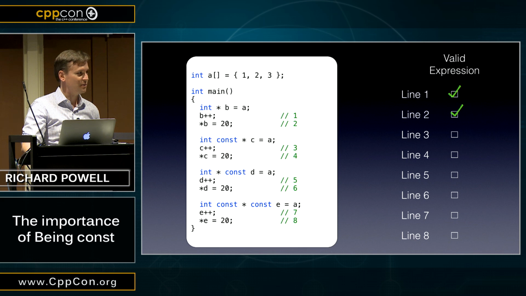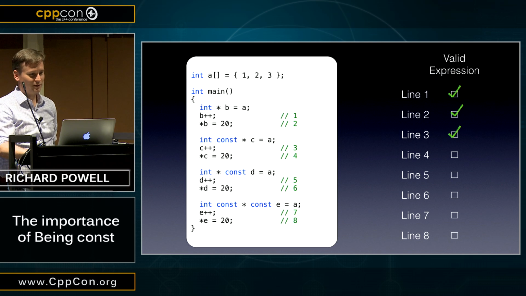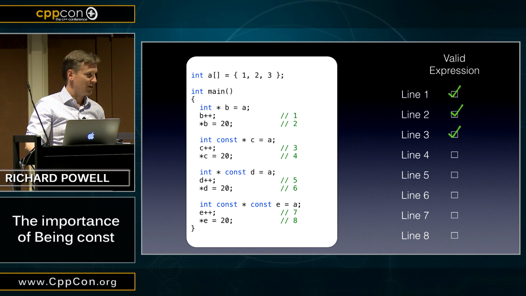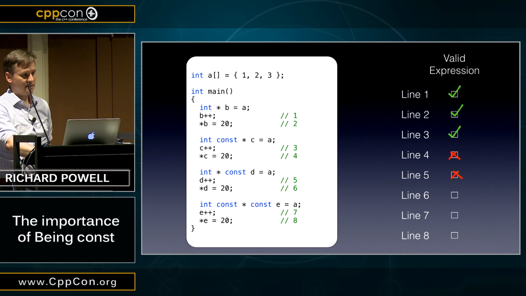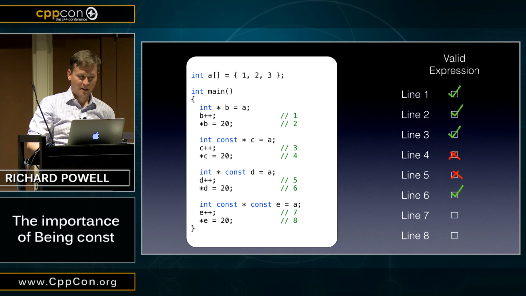Some down, some up, some up. That's a valid expression. Okay. Line 4, so that's definitely thumbs down. Line 5: ups, downs, in the middle. Nope, we got a bunch of downs. Right. And line 6, up. And how about the last two? Down and down. Two thumbs down.